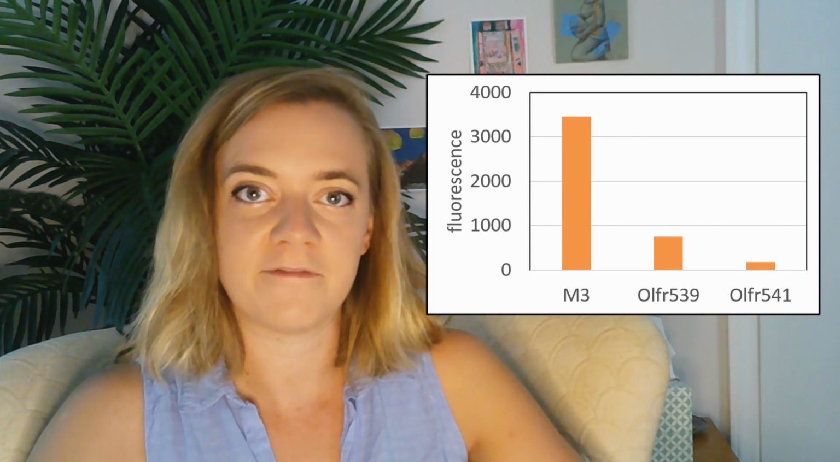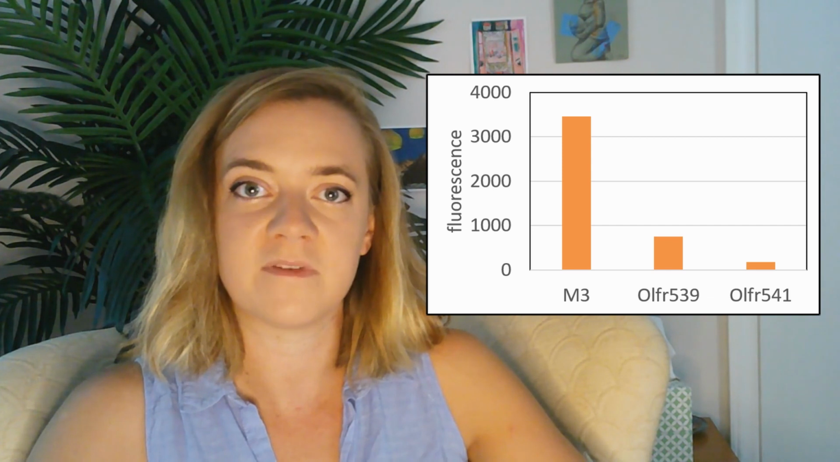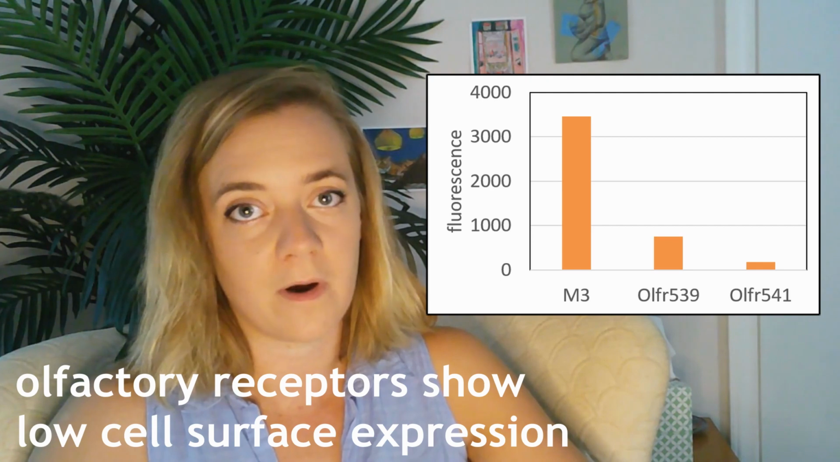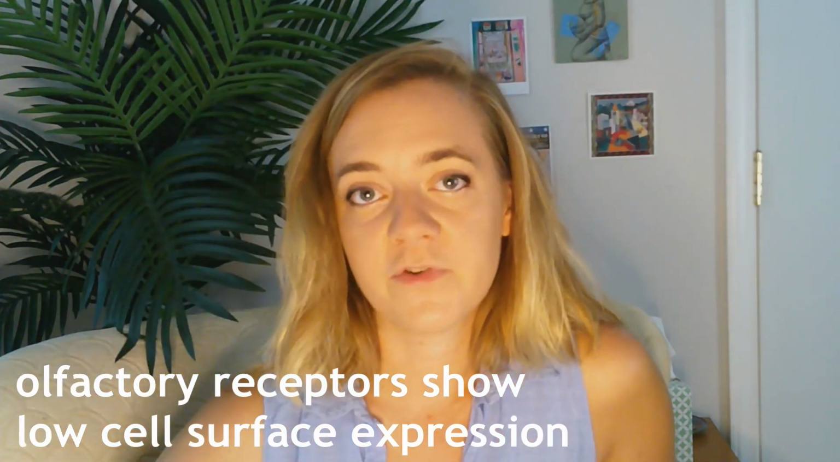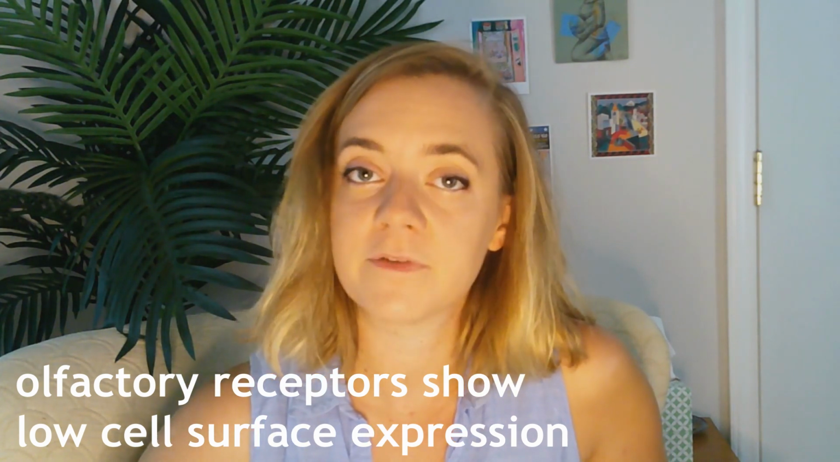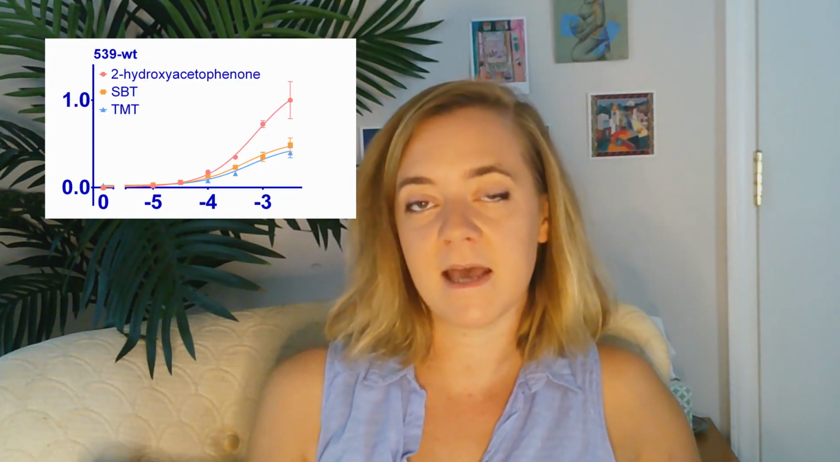When we monitor the cell surface expression of two olfactory receptors, OLFR539 and OLFR541, and compare this expression with the GPCR muscarinic 3 receptor, we can see that the level of expression is much lower for olfactory receptors. And it is even more dramatic when you consider that OLFR539 is one of the most expressed olfactory receptors. However, this low expression is sometimes enough to evaluate the functionality of the receptor, and we were able to see the functionality of some receptors through the luciferase assay in Hana3A cells.